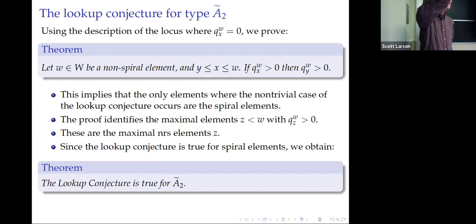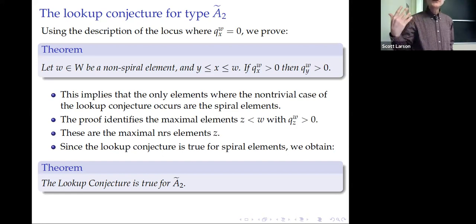You start off at a point where Q is positive, you get smaller, you go from X to Y by getting smaller, Q remains positive. So there's nothing else to do there. And so the proof actually identifies the maximal elements where Q is positive, and so those are the maximal non-rationally smooth elements. So in a sense, we're getting a description of the non-rationally smooth locus as well.